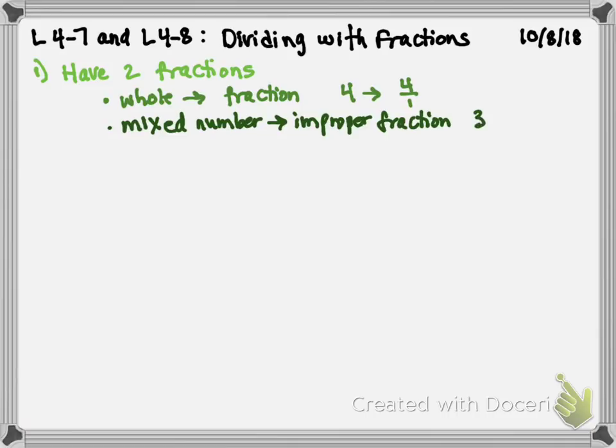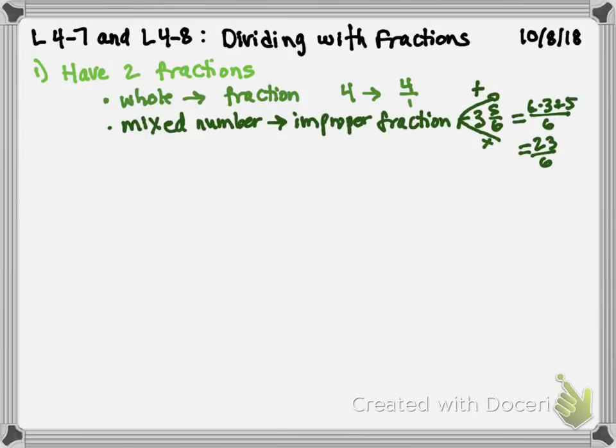So let's say we have 3 and 5/6. In order to get the improper fraction, we multiply the denominator times the whole number, so 6 times 3 is 18, plus the old numerator, 5. The denominator stays the same at 6, so we get 18 plus 5, and we get 23/6. Okay, so you have two fractions.